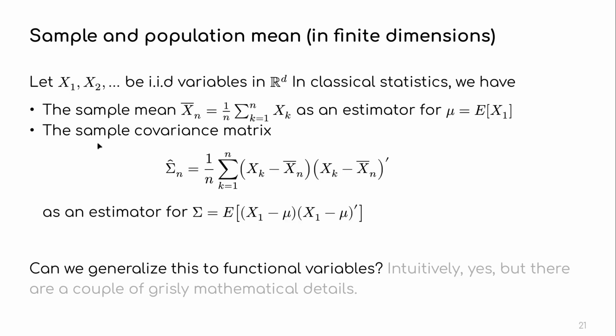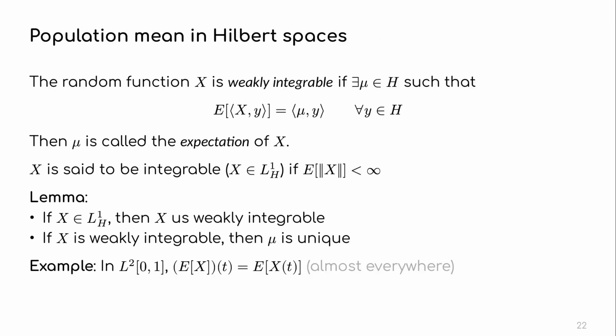I can also take the sample covariance matrix, as this more complicated object, but again it gives me a matrix, and it is an estimator for the population covariance, which is the expectation of this quantity. Can we generalize this to functional variables? The answer is yes, but there are a couple of not so nice mathematical details, a few of which I'm going to be skipping over. But I'll still give some details.